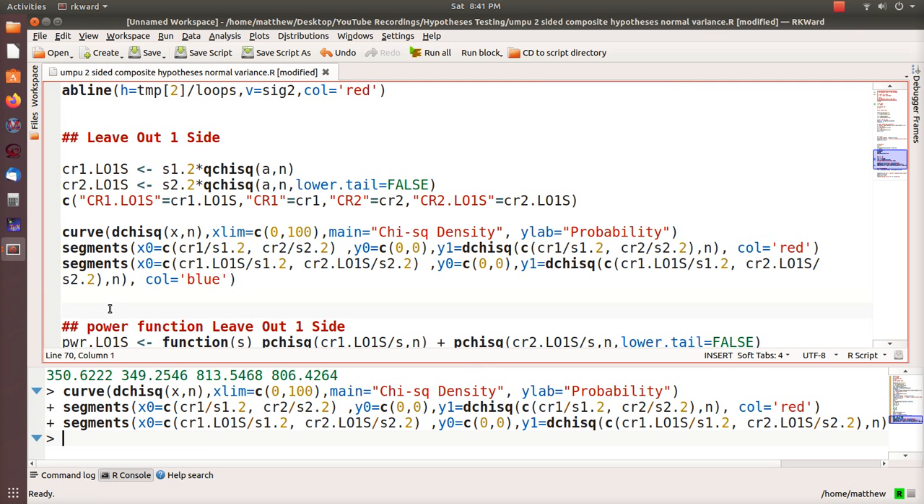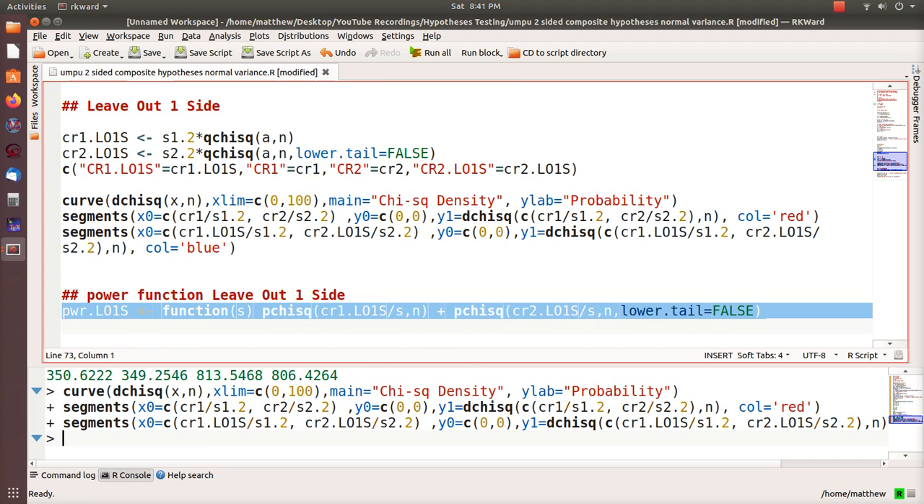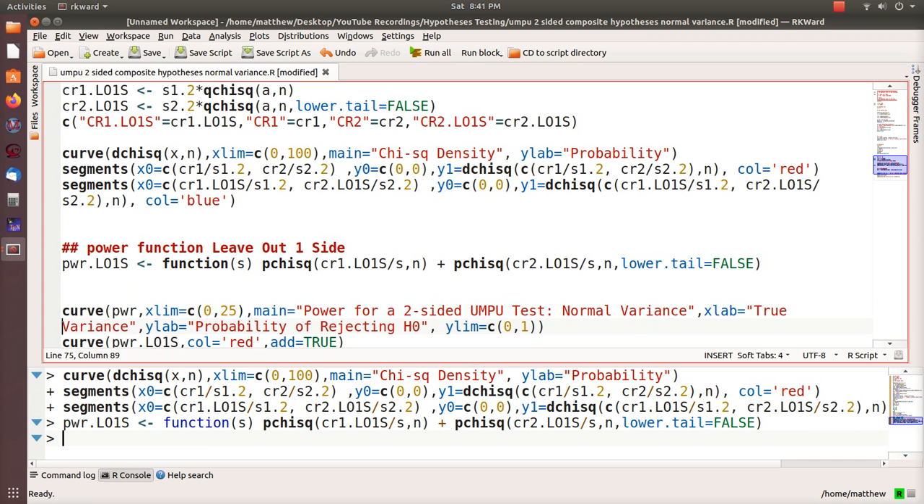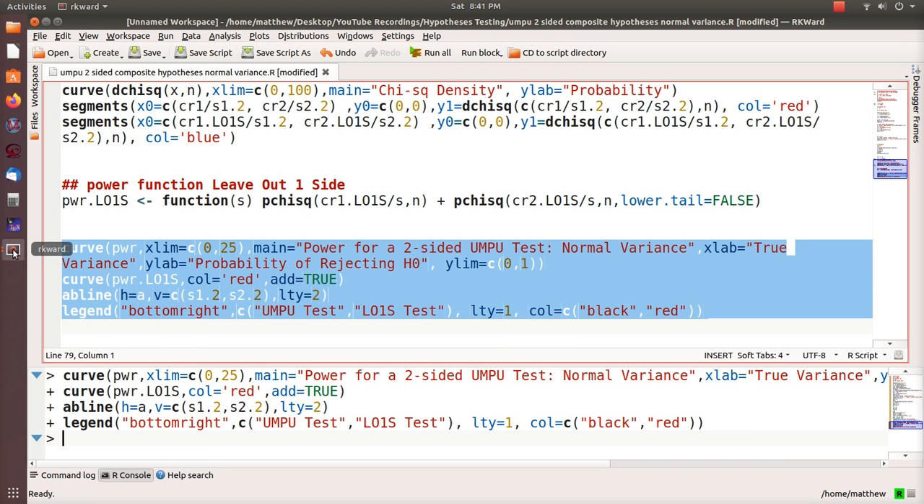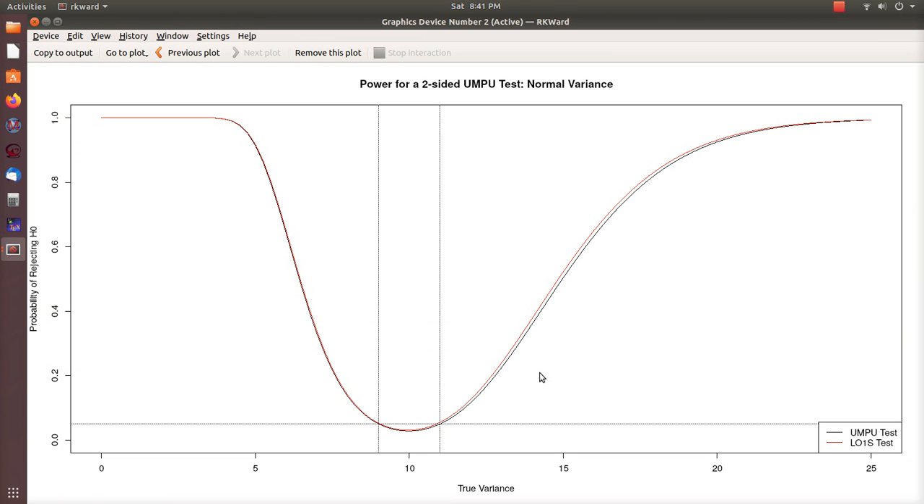But let's look at the power curve. So let's find the power curve for the leave out one side test. And let's plot them right on top of each other. The uniformly most powerful unbiased test and the leave out one side test. And look at them. You can see that they are so close. On the right you can see there's a little bit of a gap, but it's right on top of each other. So this is an approximate uniformly most powerful unbiased test. The leave out one side test is.